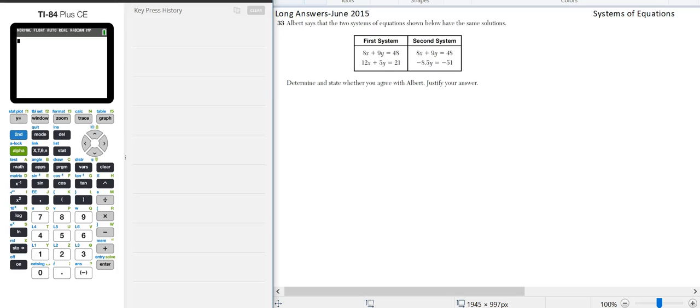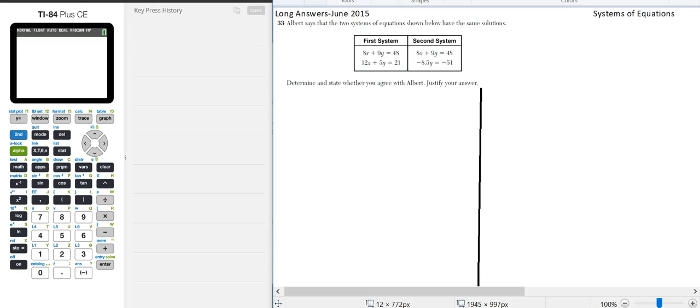This is question 33 from the June 2015 Algebra 1 Regents. Albert says that the two systems of equations shown below have the same solutions, and then we have a first system and our second system. Determine and state whether you agree with Albert and justify your answer.